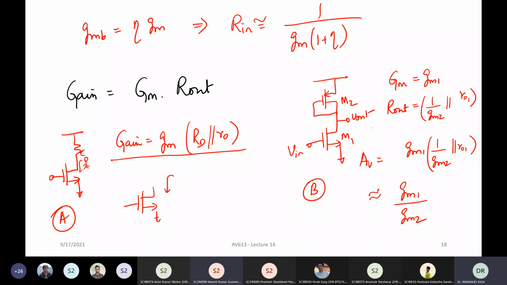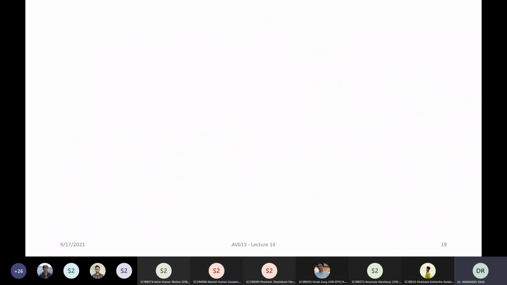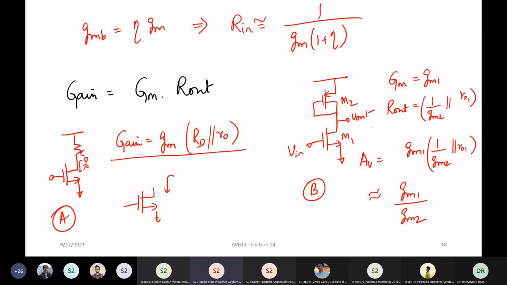Yes, there is a 180 degree phase shift, a negative sign occurs: minus gm1 by gm2. So for a common source, no matter what type of load you have, it will always result in a 180 degree phase shift. Which means that you'll always have that minus sign in the gain.